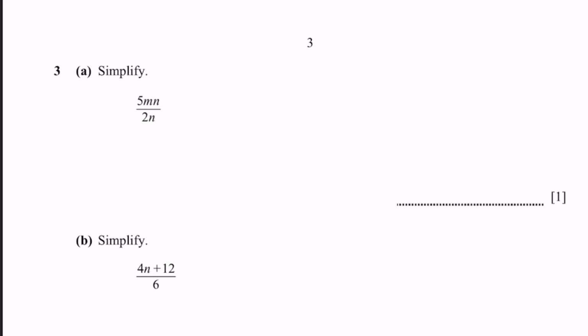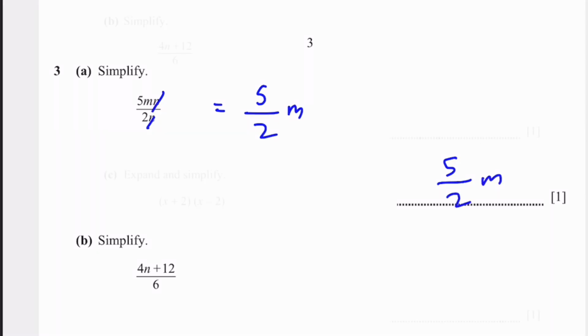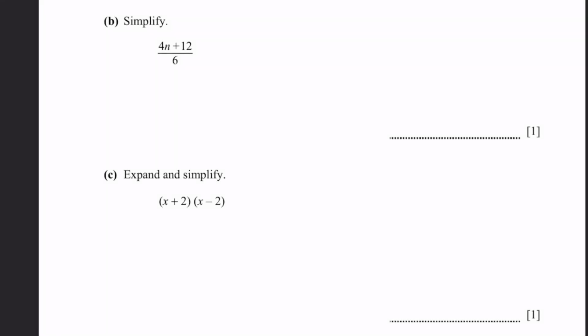Question 3. A. Simplify 5mn divided by 2n. We can see that n is in the numerator and denominator, so we just cut that out. That'll be 5m by 2, which is 5 by 2 m, and that is our answer. B. Simplify 4n plus 12 by 6. That's equal to 4n by 6 plus 12 by 6, which is equal to 2 by 3 n plus 2.